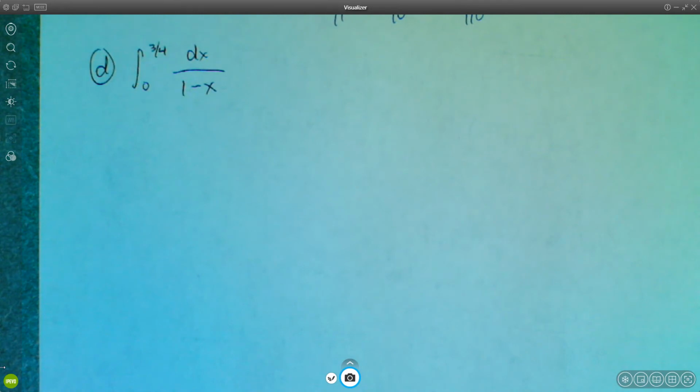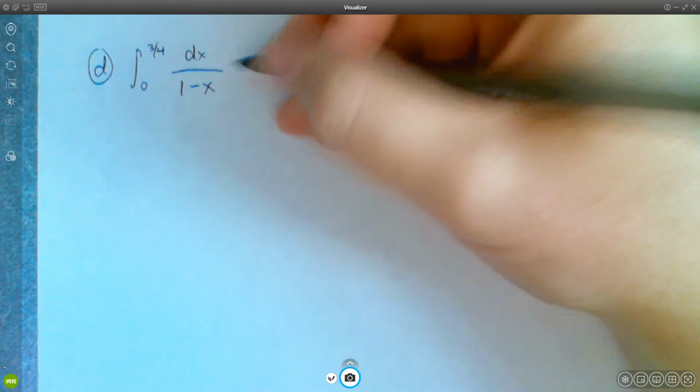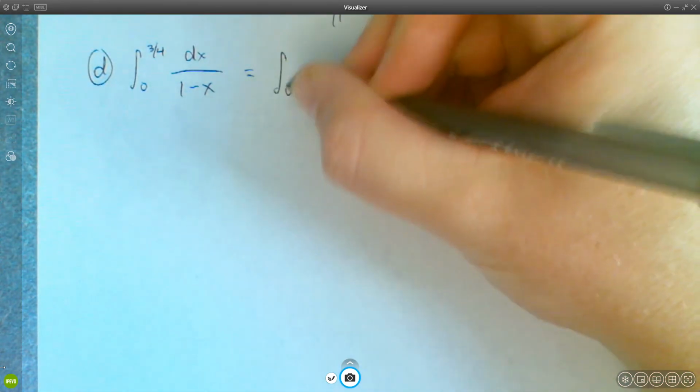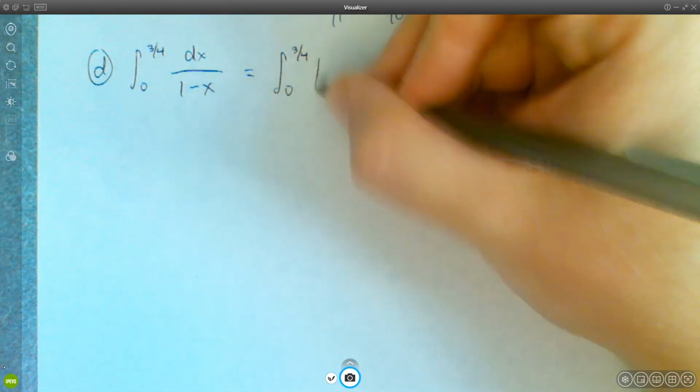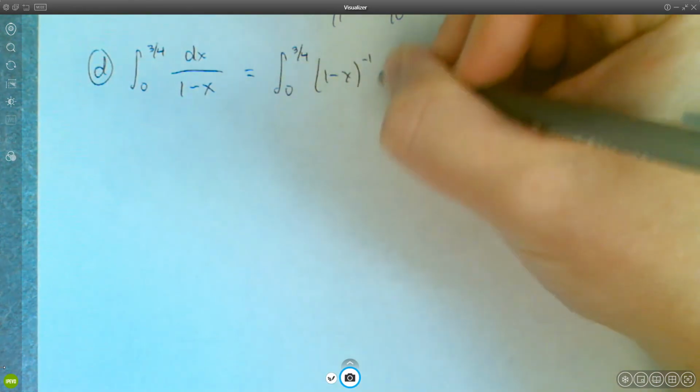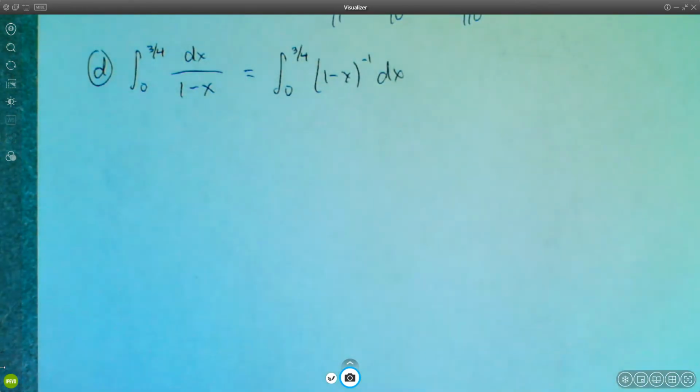Maybe we don't even need a u-substitution for this one. This would just be 1 minus x to the negative 1 power. So here's what I'm going to say. This is the integral from 0 to 3/4 of 1 minus x to the negative 1 dx. So I'm going to let u be 1 minus x.